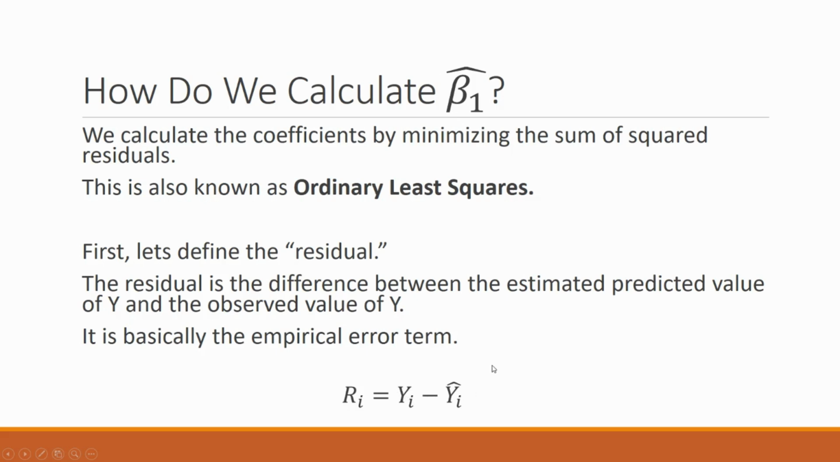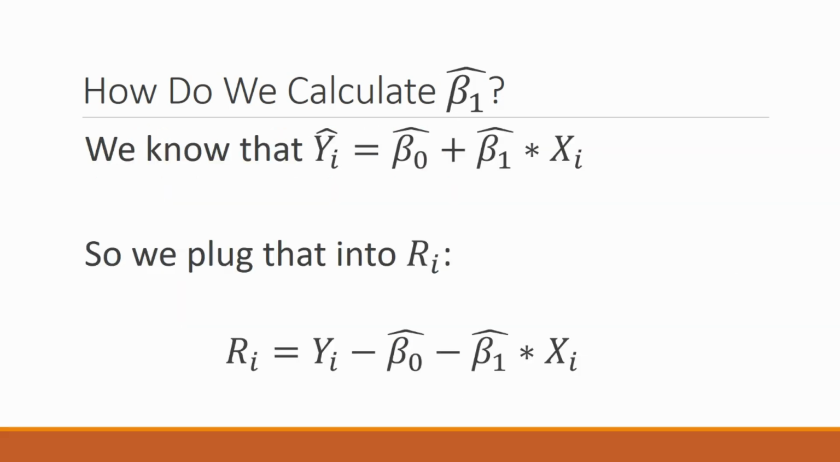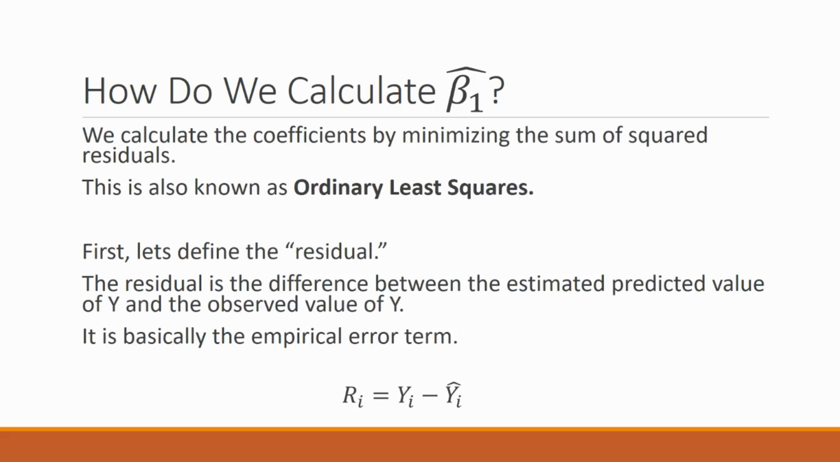Okay, so we could just use our intuition. We can say, a good model that fits the data well would be a model that has small residuals. And that's the intuition: we are going to calculate beta 0 hat and beta 1 hat by finding the values of beta 0 and beta 1 that give us the smallest residuals. All right, so there's our intuition.